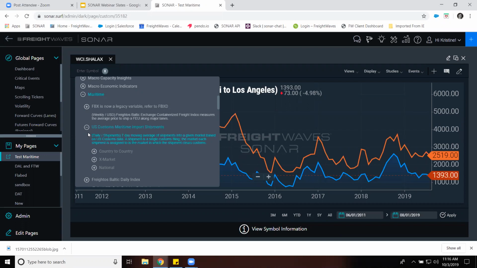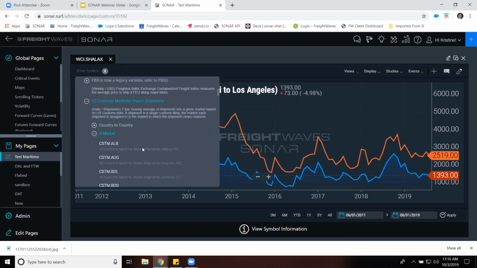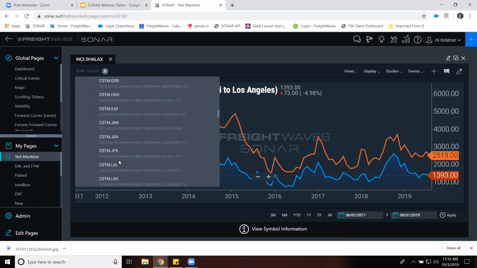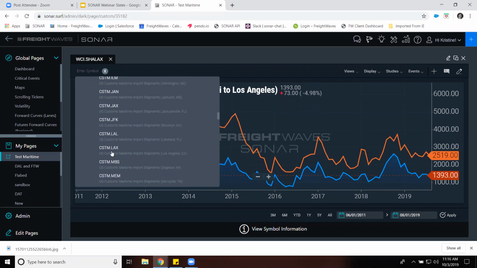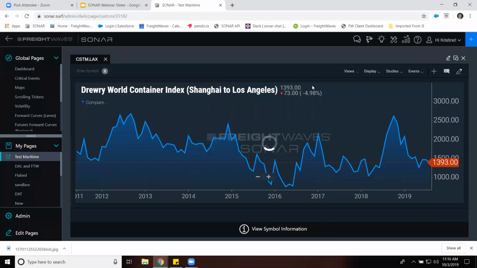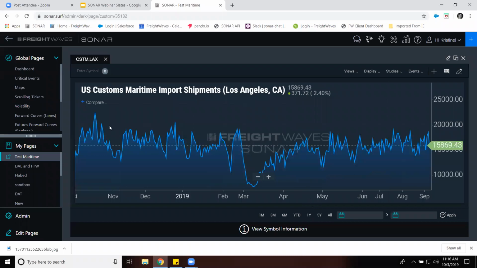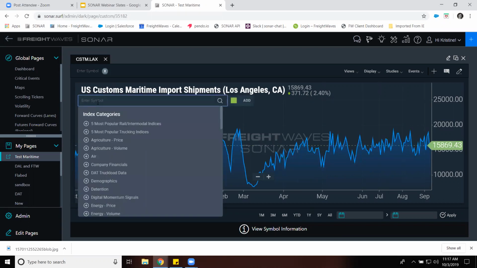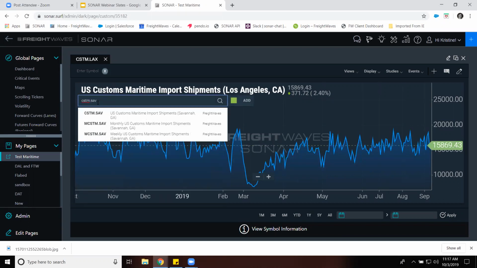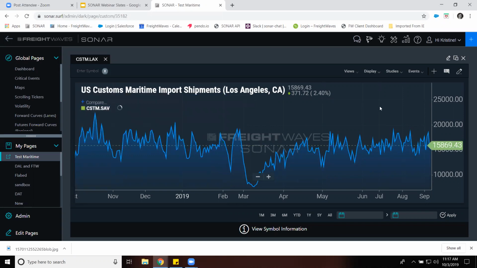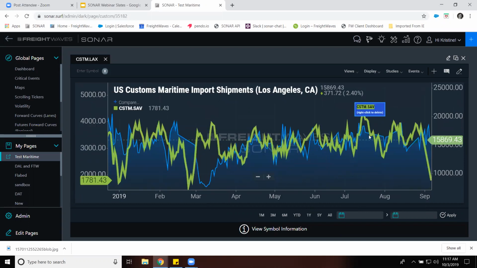So cstm.lax, and we'll just pull it up here, is actually going to be pulling up all the import shipments that went through both Long Beach and Los Angeles. So this is a moving 7-day average of the import maritime shipments. If you didn't have the moving 7-day average, it's very, very noisy, so we do that just to give it a bit of smoothing out. But you can clearly see if you type in cstm.sav and we throw it in a dual to get a better representation of it, you can clearly see Savannah has been picking up some major volumes.